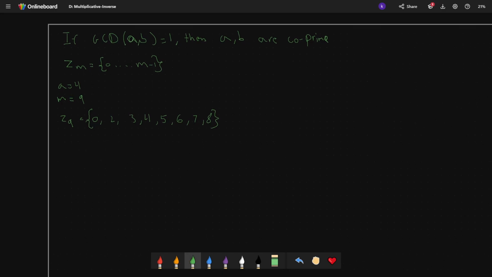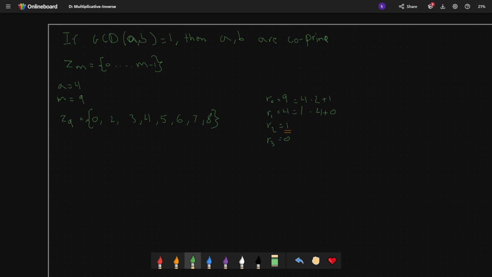I'll just quickly go through the calculation to show you that 4 and 9 are coprime. So first we'll have R0 equal to 9, R1 is equal to 4. 9 is equal to 4 multiplied by 2 plus 1. We'll take 1 down. 4 is equal to 1 multiplied by 4 plus 0. Remainder is equal to 0. And so the greatest common divisor of 9 and 4 is equal to 1, meaning that 9 and 4 are coprime.